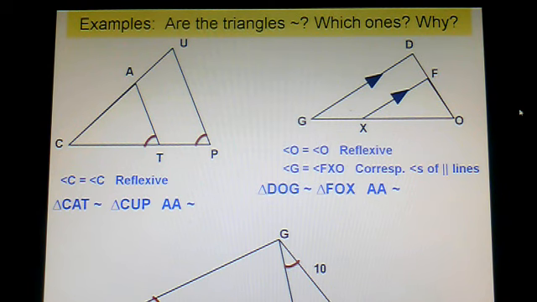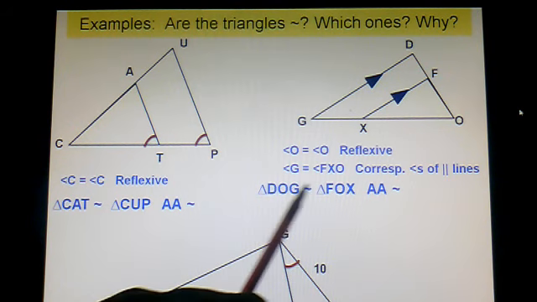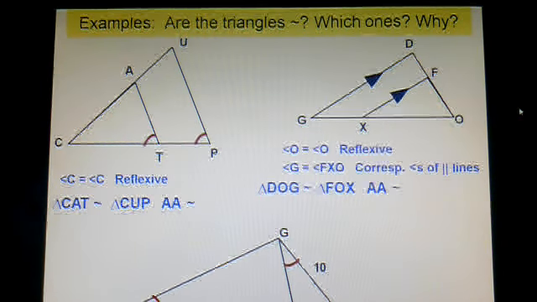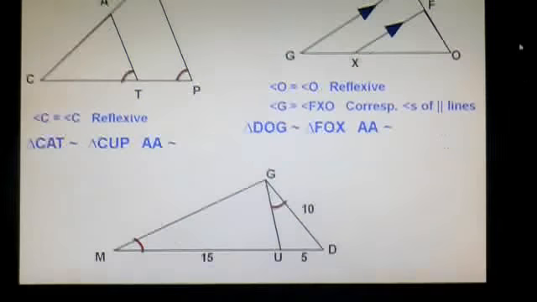Hopefully that one made sense. The F and the D corresponded. The O's were the shared angles, so they're in a corresponding position. And then, of course, G and X correspond to one another. This bottom one is a tricky one. I will tell you that right now.